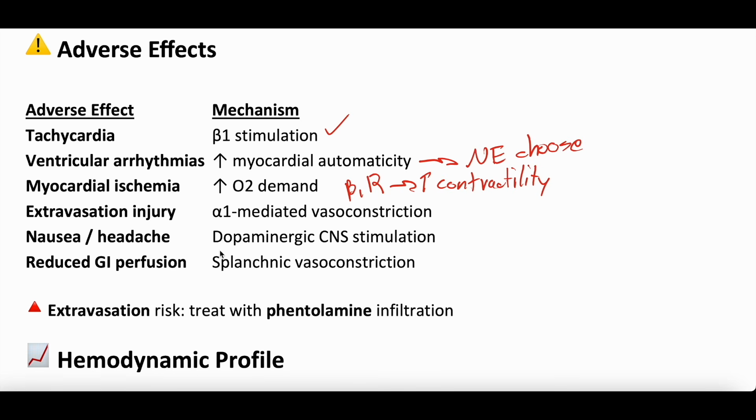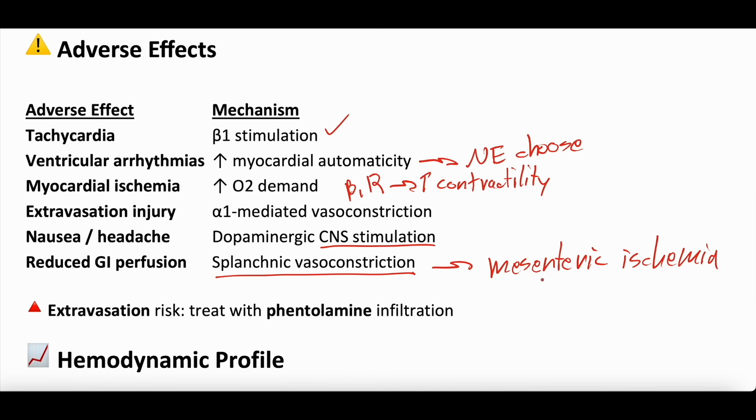Nausea and headache. Dopamine can cause nausea and headache through CNS stimulatory effects. Reduced GI perfusion. It vasoconstricts the splanchnic circulation, the circulation around the bowels, that can cause reduced GI perfusion, which can lead to mesenteric ischemia. Again, many vasopressors, norepinephrine and vasopressin, do this too, although dopamine is definitely a culprit. If you get extravasation injury, you treat that with phentolamine. Just a little shout out to that, although we're not going to go too much more into that.